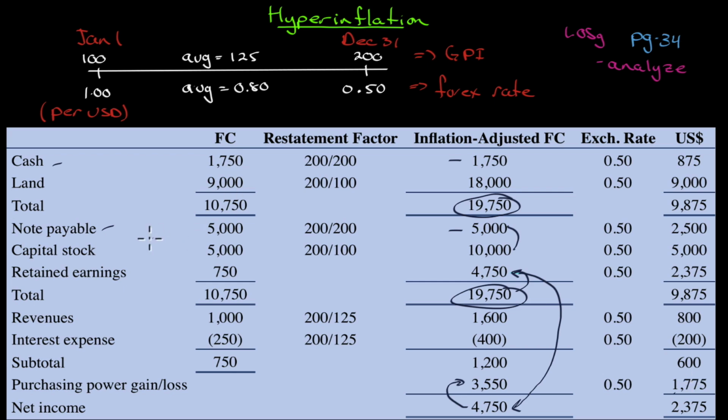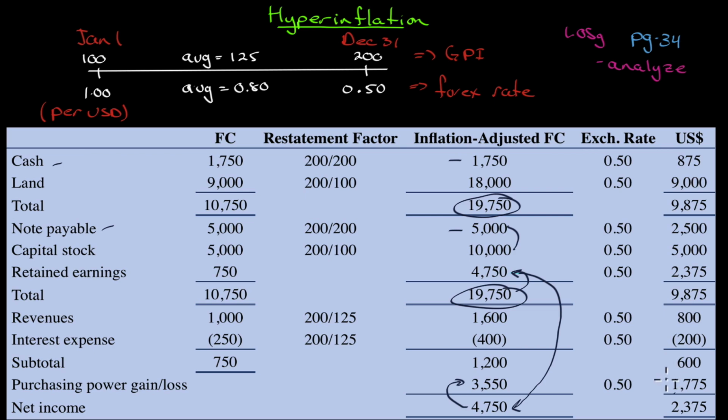Our cash is $1,750, our note payable is $5,000. We have more monetary liabilities than we have assets. So remember, that relationship we learned earlier still holds for this situation, and it will benefit us because we have a subsidiary in an inflationary environment that is holding more monetary liabilities than assets.